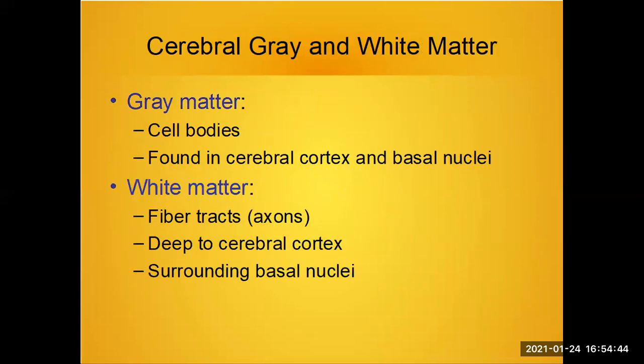Gray matter contains cell bodies found in cerebral cortex and basal nuclei. White matter contains fiber tracts deep to cerebral cortex surrounding basal nuclei.